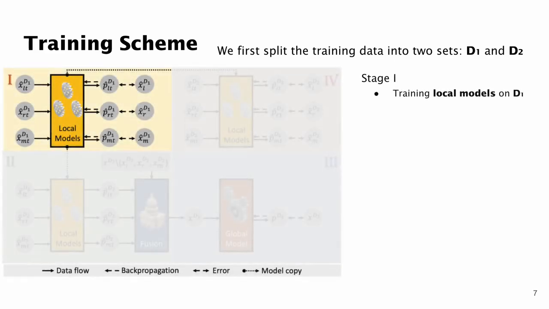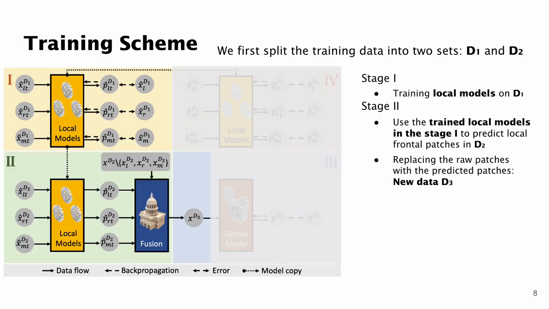In the first stage, we train local models only using the data in D1. In the second stage, we use local models trained in the first stage to predict frontalized patches for D2. Then, for each data sample in D2, we merge the predicted frontalized local patches and the context and generate a new set of data, D3. This D3 actually contains the images used for the global input.